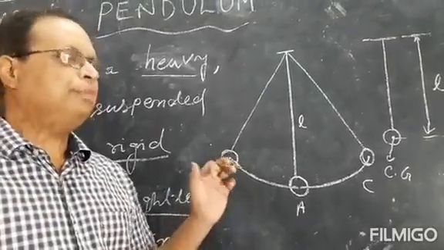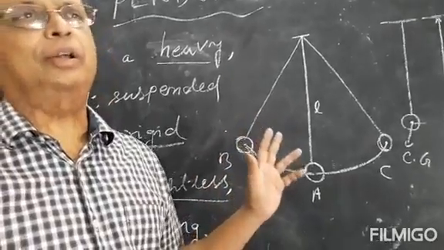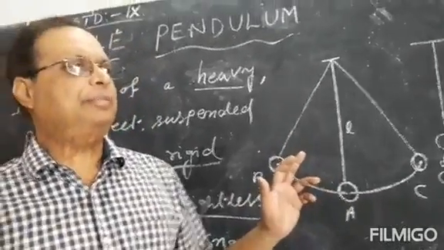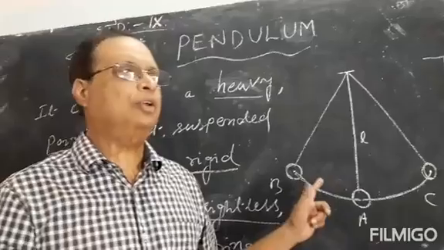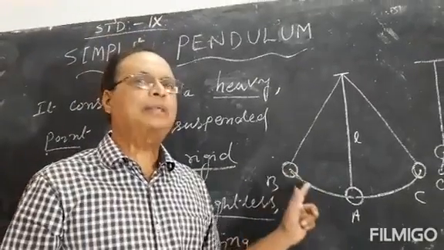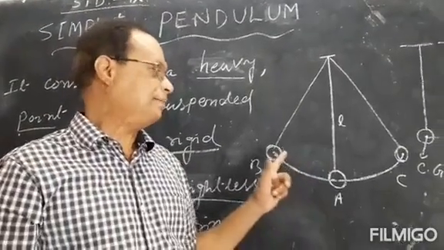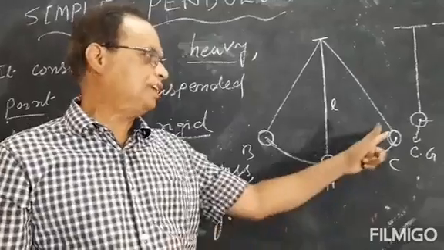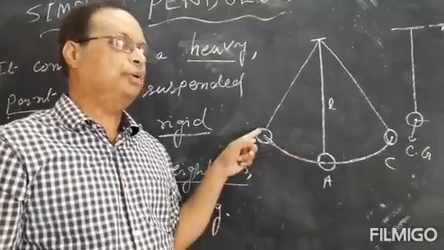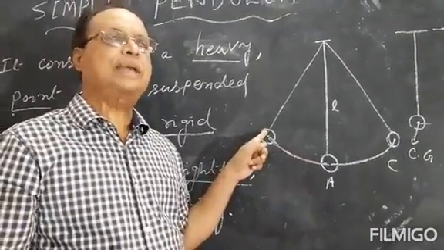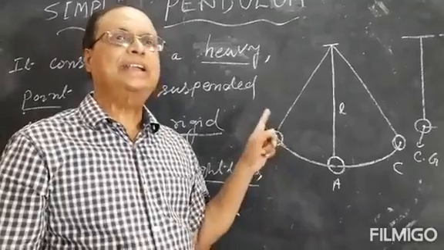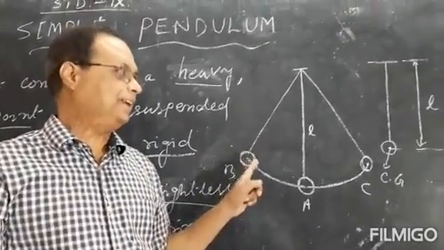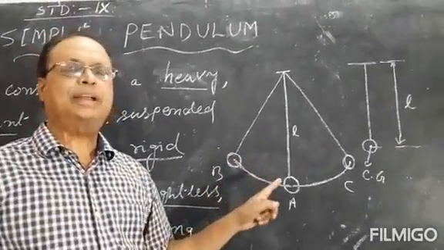Then you should know what the time period of the pendulum is. The time period of the pendulum is the time taken by the pendulum to complete one vibration. That is the time taken to move from B to C, then back from C to B. That is known as the time period. It is represented by capital T. That is the time period of the pendulum.